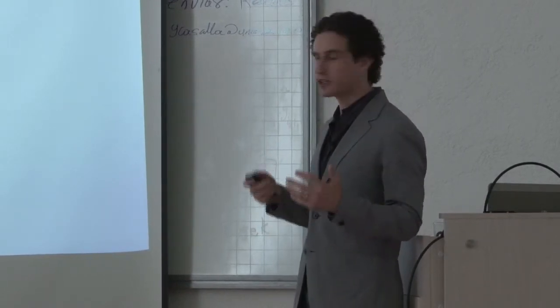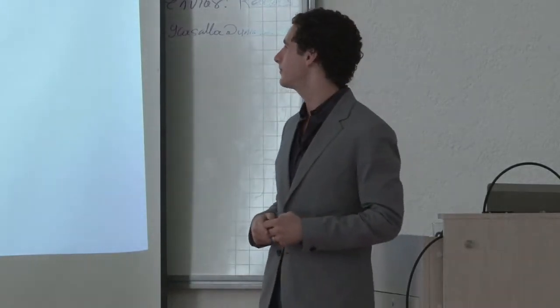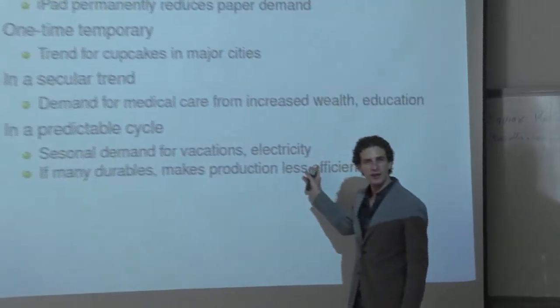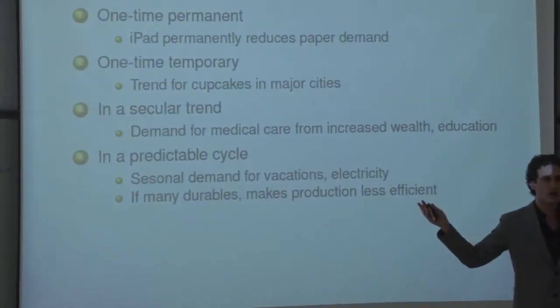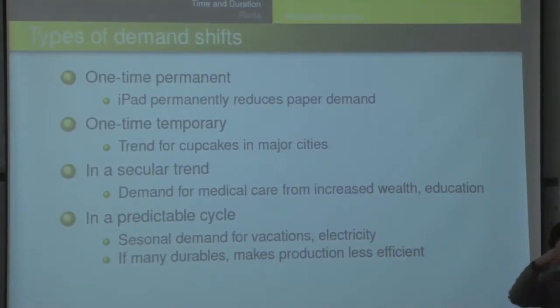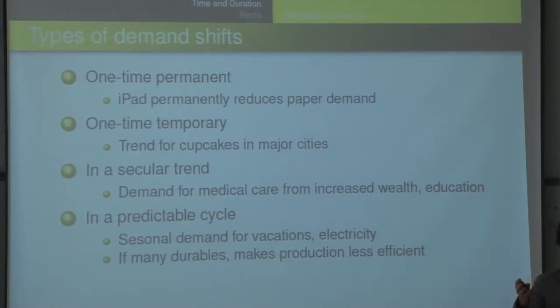There's other things that move in a predictable cycle. So the seasonal demand for vacations and for electricity every year goes in some cyclical pattern. And what that means is that if there are many durable factors, production is going to be less efficient, right? Think about vacations. There's all these hotels that have to be built. And vacations are very expensive because if everyone was using the hotel all year round, they could defray their fixed costs by charging a little bit to everyone during each period. But because there's this cyclical demand for these vacations, they are very expensive.